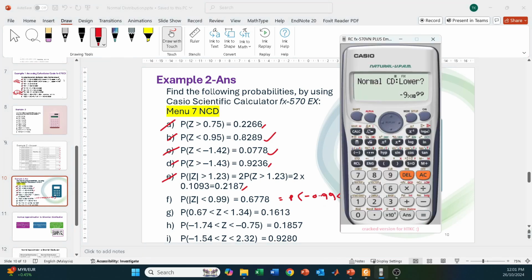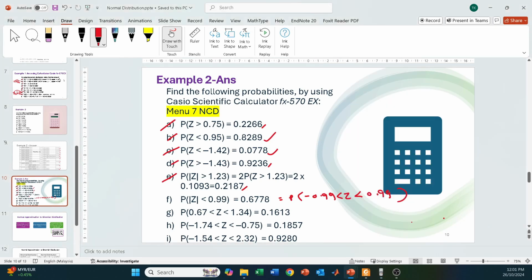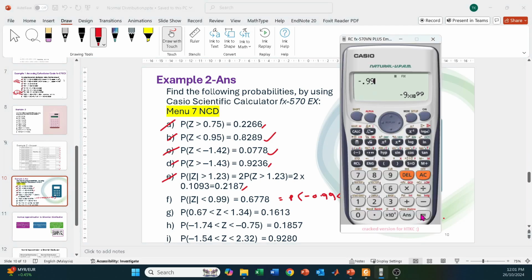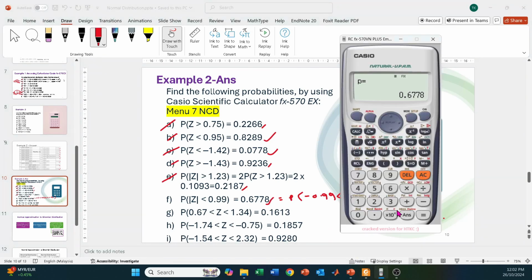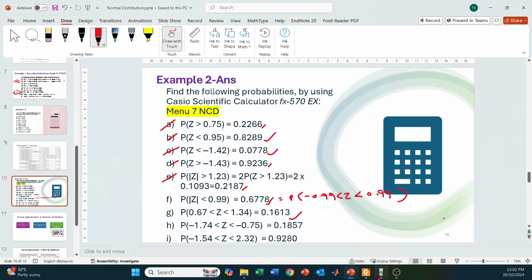For example, F, negative 0.99, upper bound positive 0.99. Sigma 1, mu 0, you get 0.6778. G, lower bound 0.67, upper bound 1.34. Sigma 1, mu 0, you get 0.1613.